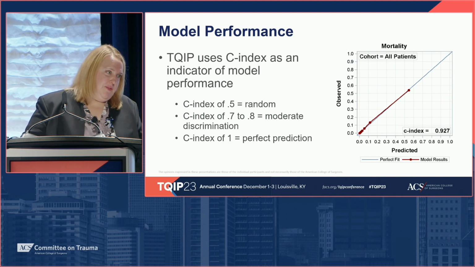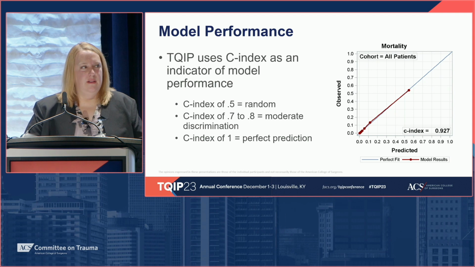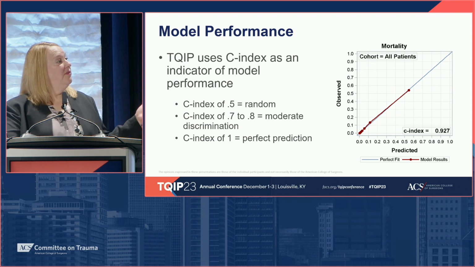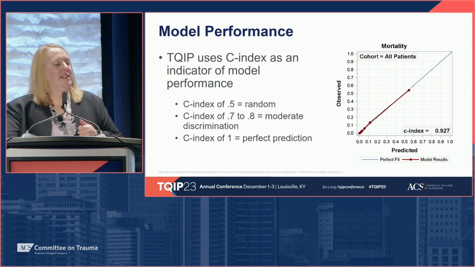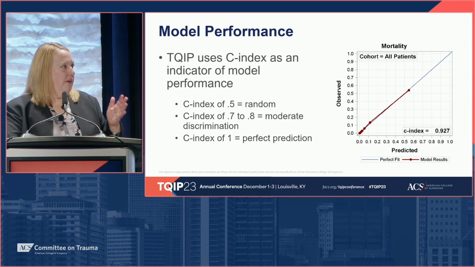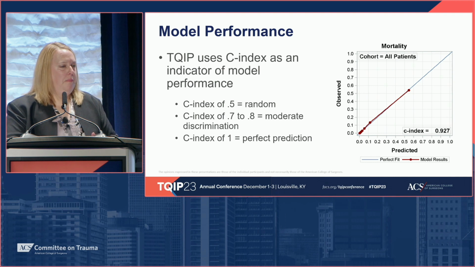And for reference, a C-index of 0.5 would be no better than random. We might as well not model at all. A C-index of 1 would be perfect, and although we try very hard to reach that, we probably never will. A C-index of 0.7 to 0.8 would be considered very, very acceptable. And for our mortality all patients model that we have here, we have a C-index of 0.93.